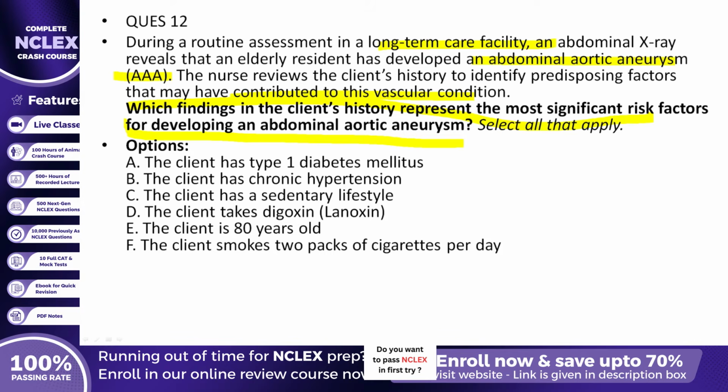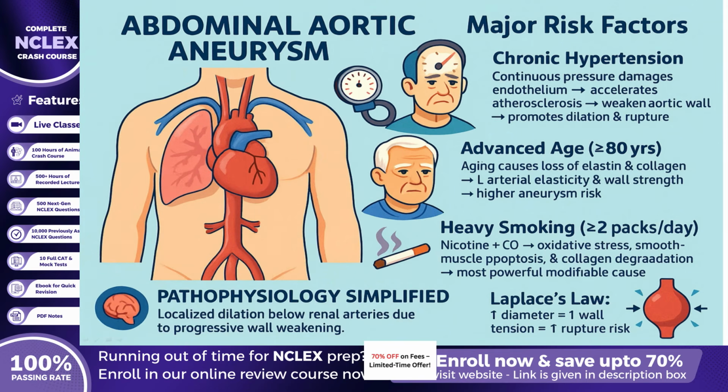The correct answers are options B, E, and F: chronic hypertension, advanced age, and heavy smoking, as these represent the most influential risk factors in the development of an abdominal aortic aneurysm. To understand why these are correct, let us explore the advanced clinical explanation.